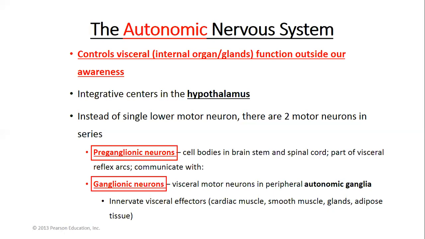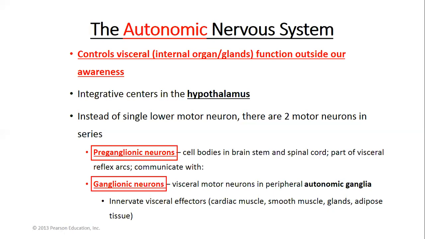One's called the preganglionic neuron. Think before the ganglia, preganglionic. The cell bodies are located in the brainstem or the spinal cord, and they're part of basically visceral reflex arcs. And the preganglionic neurons synapse on and communicate with ganglionic neurons. And these ganglionic neurons, their cell body is located in the ganglia. So the preganglionic neurons are before the ganglia. Remember, a ganglia is a collection of cell bodies.